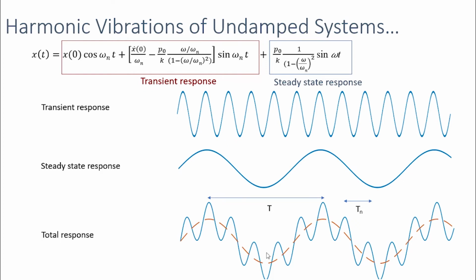As you can see, the response will repeat itself after a time equal to T, which is the period of the forcing frequency. And the consecutive peaks, or consecutive local maxima, of this response will be at a time difference of Tn, that is the natural period of the system. So we can see from this plot that the total response is the sum of these two components.